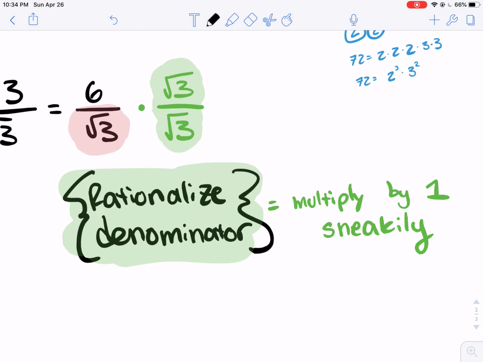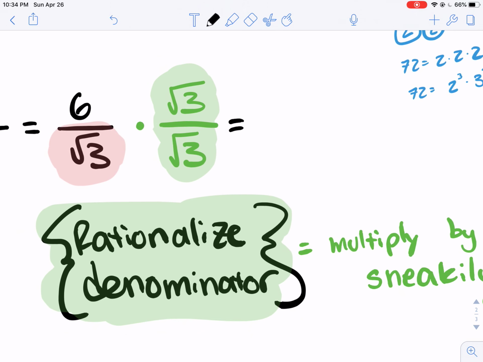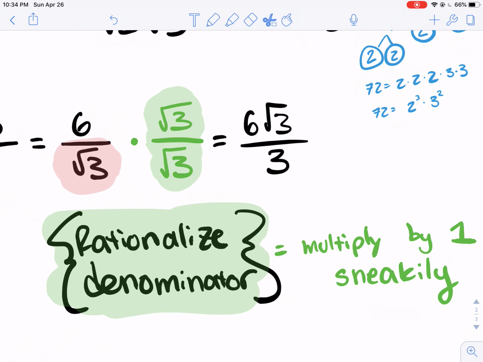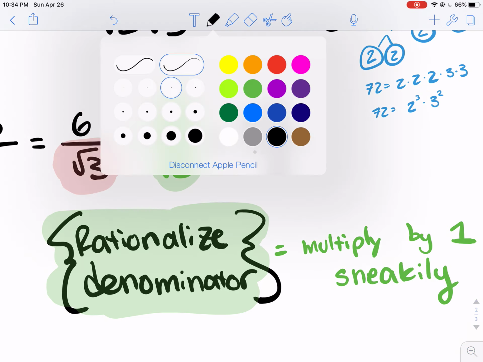Okay, so here we go. So on top, 6 times the square root of 3. Guys, it's 6 times the square root of 3. Awesome! And then the square root of 3 times the square root of 3 is the same thing as the square root of 3 times 3. Oh, that's just 3, because the square root of 9 is 3. And guys, that will always be the case. If you're trying to rationalize the denominator, and you do the square root of something times the square root of that same something, you will always get that something back.